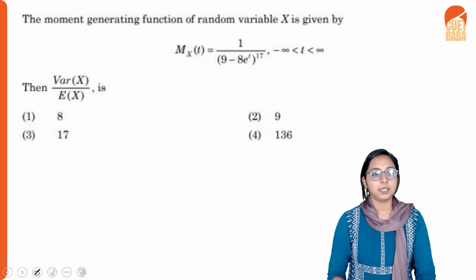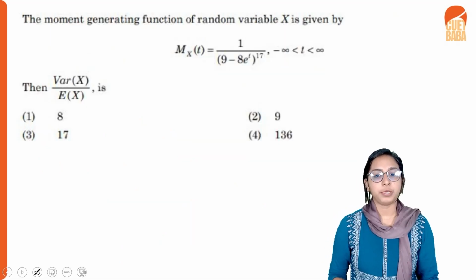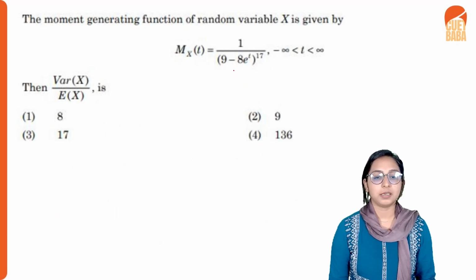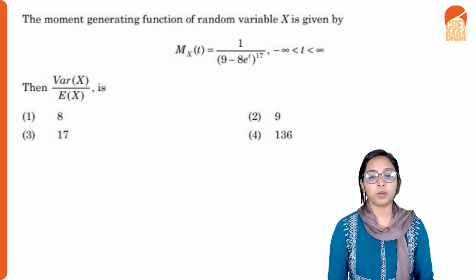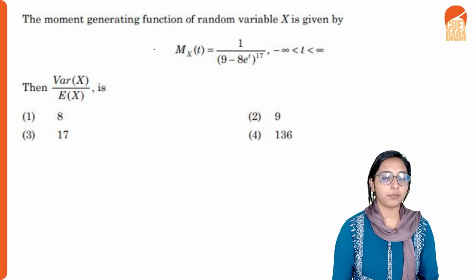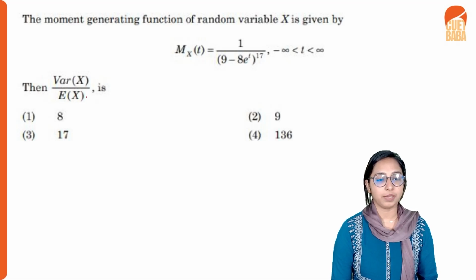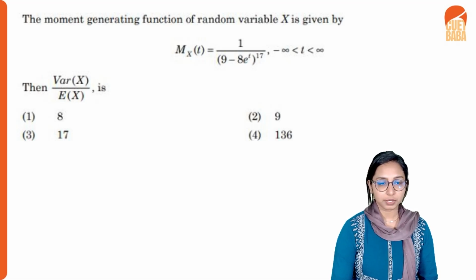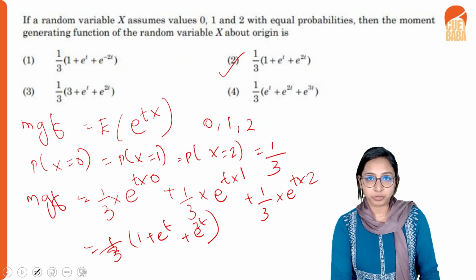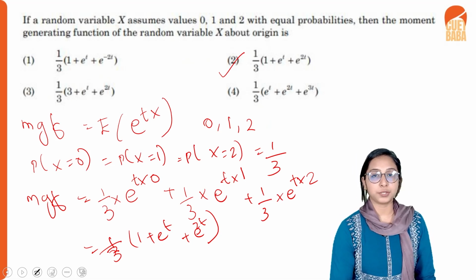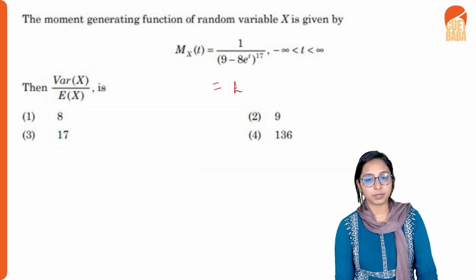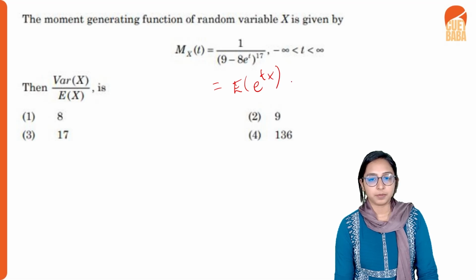Next question. The moment generating function of a random variable x is given by Mx of t equals 1 by 9 minus 8 e power t all power 17, where t varies from minus infinity to infinity. So we have to find the variance of x divided by the expectation of x. In the previous question we have seen that the equation to find the moment generating function, that is MGF, is expectation of e power tx, and this is of the form expectation e power tx.